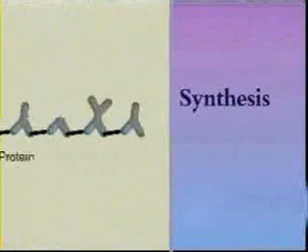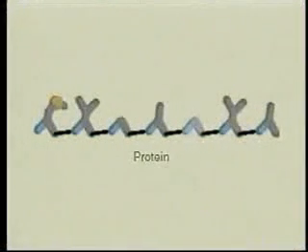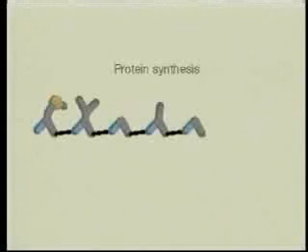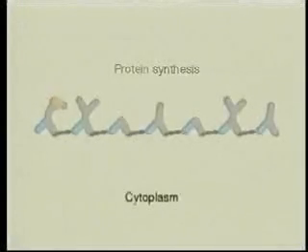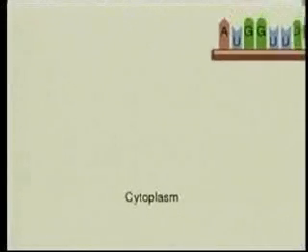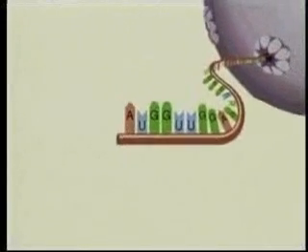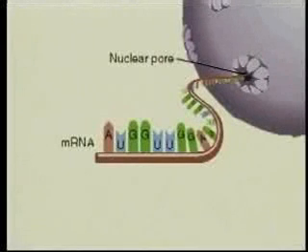A protein is a chain of amino acids. The process of linking amino acids together to make a protein is called protein synthesis. Protein synthesis occurs in a cell's cytoplasm. mRNA leaves the nucleus through a nuclear pore after it is transcribed from DNA.